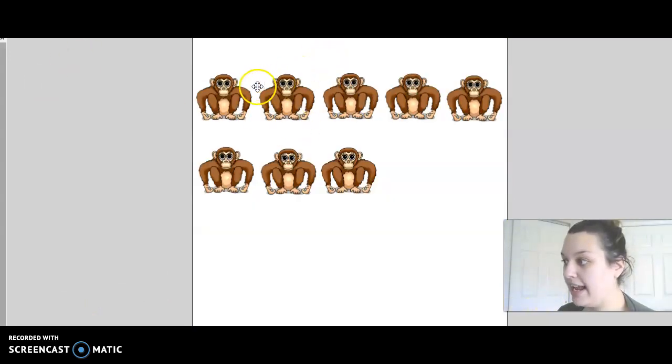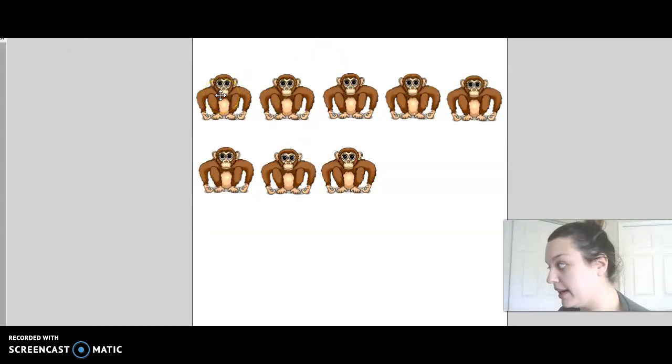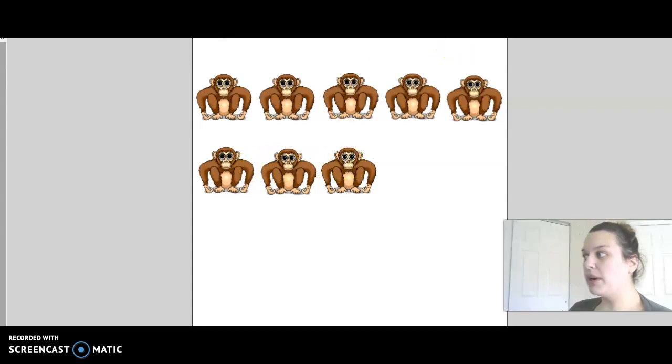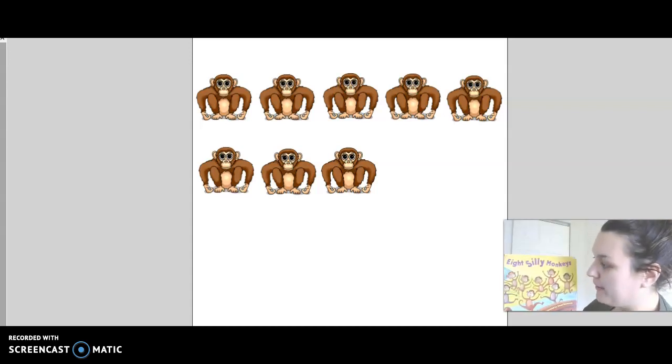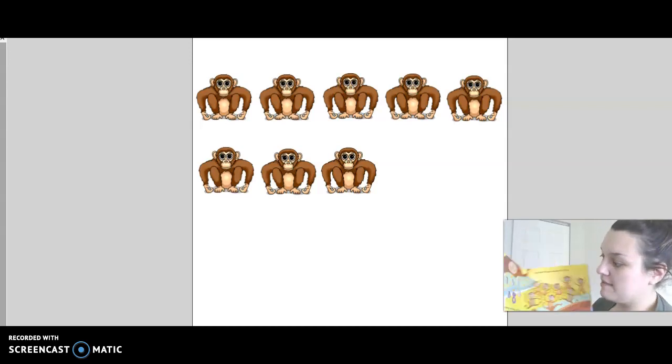So I have 8 monkeys on the screen right here. I have 1, 2, 3, 4, 5, 6, 7, 8. And what we're going to do as we go through the story, we are going to figure out how many monkeys will be on the next page before we turn the page. So here we go. 8 silly monkeys.